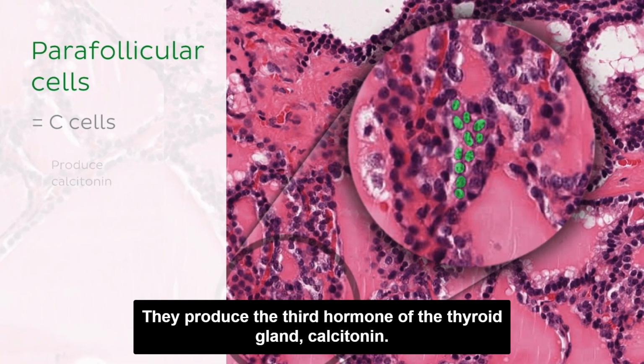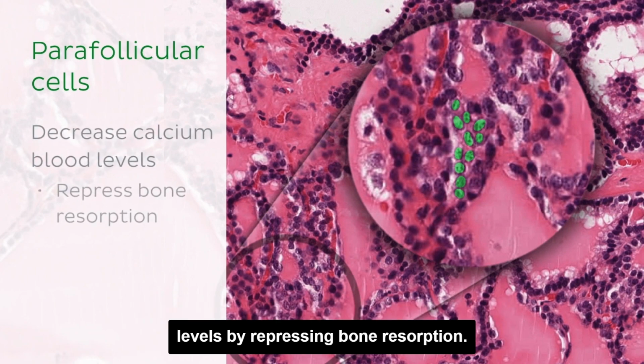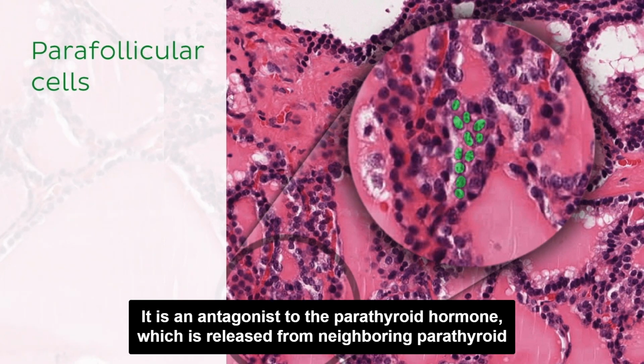They produce the third hormone of the thyroid gland, calcitonin. This hormone helps to regulate levels of calcium in the blood. Specifically, it decreases calcium levels by repressing bone resorption. It is an antagonist to the parathyroid hormone, which is released from neighboring parathyroid glands.